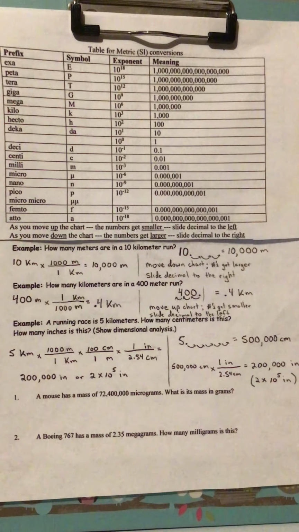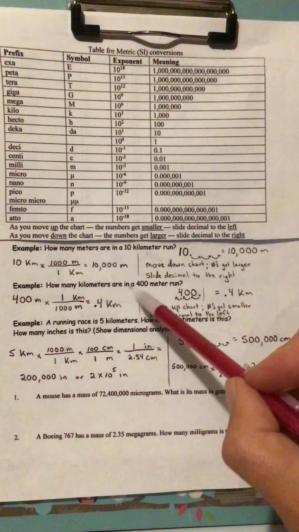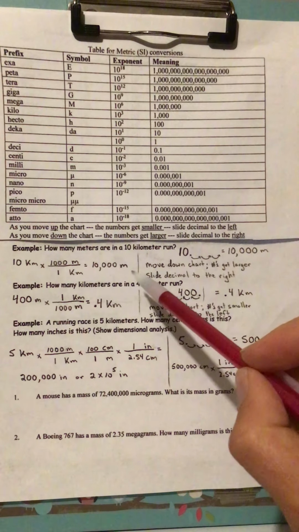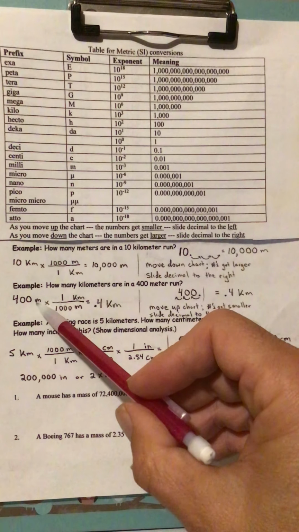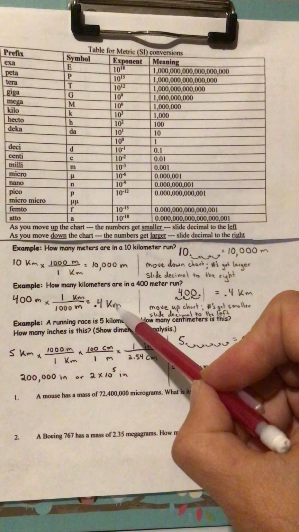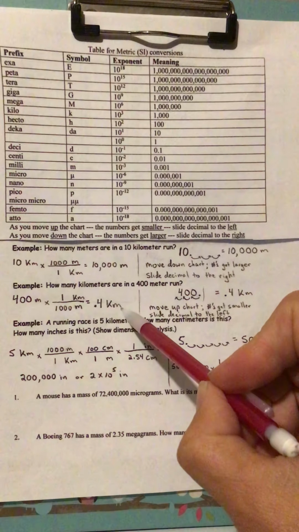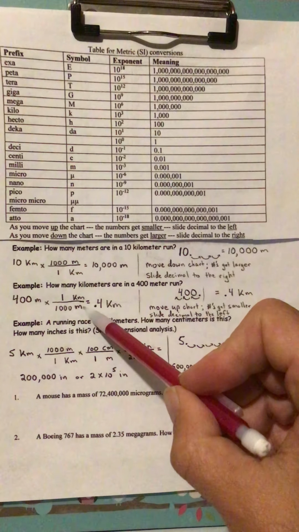Let's look at another example. How many kilometers are in a 400-meter run? So if I have 400 meters here, I could do dimensional analysis. I'm starting at meters. I'm trying to go to kilometers. My conversion factor is 1 kilometer is 1,000 meters.